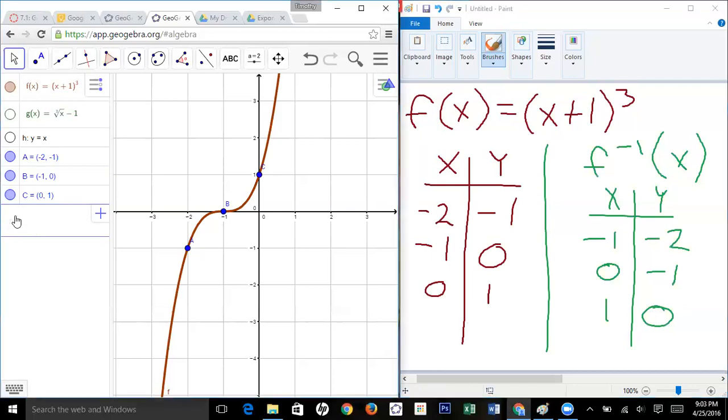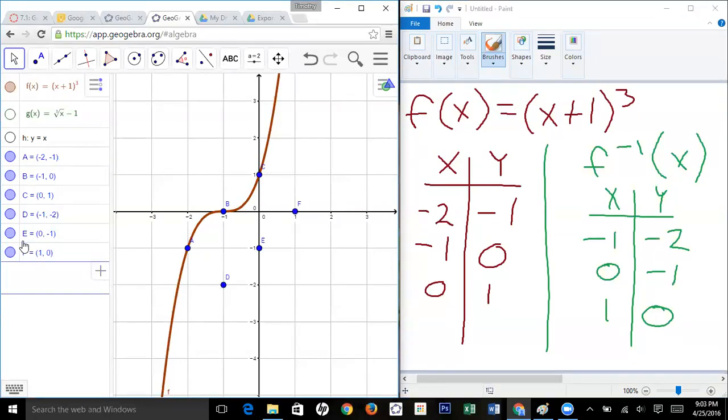So I'm going to go ahead and plot those 3 points. So (-1, -2) should be left 1, down 2, and we see that's where it is. If I plot the point (0, -1), that's going to just be down 1. And then if I plot the point (1, 0), that's going to put me right there.